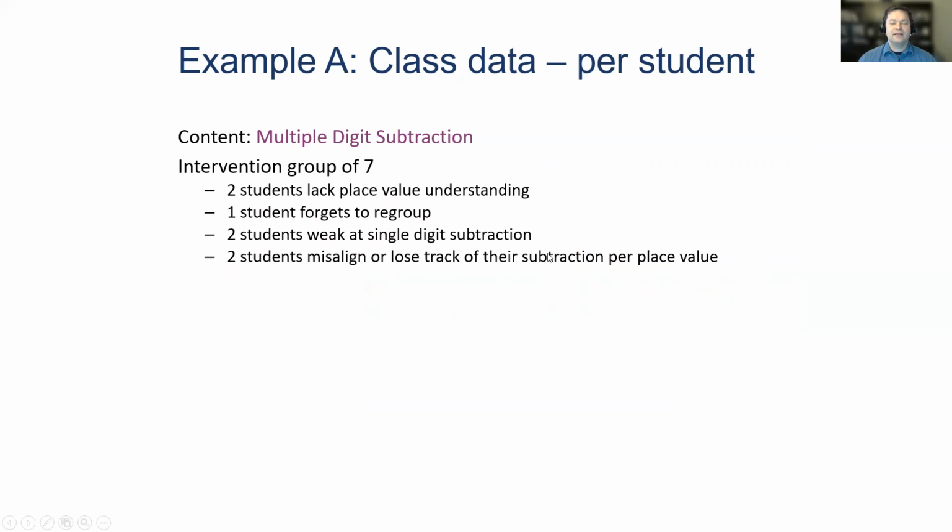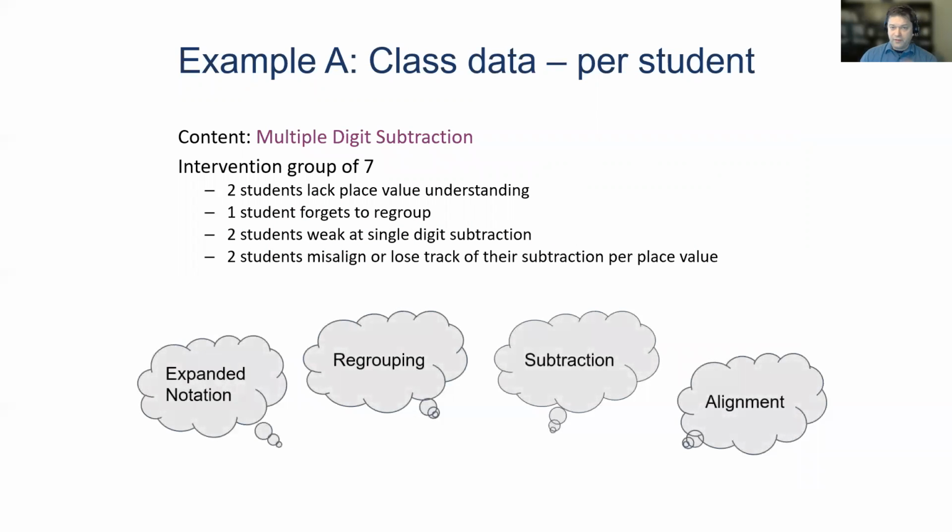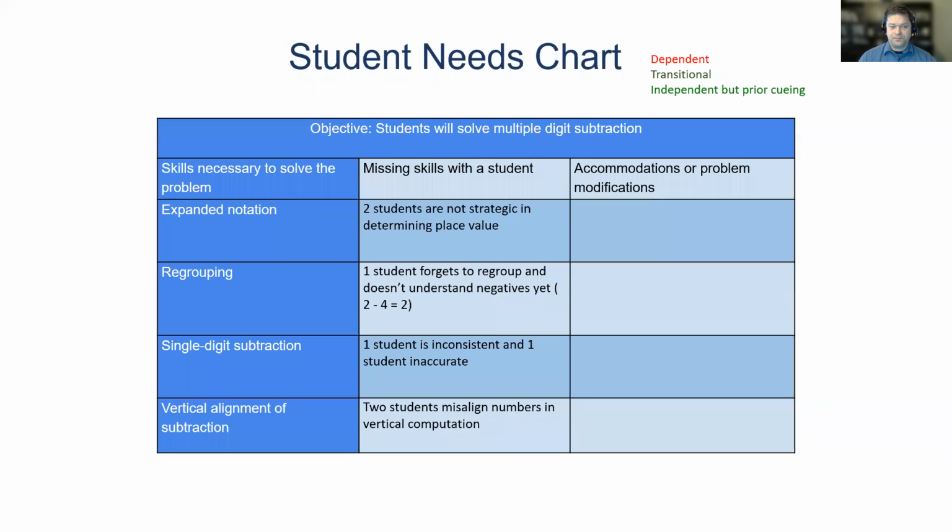Okay, knowing that, let's go back into that chart. All right, 4 areas. Knowing this, how did those align with the needs in that chart? Well, he knows now with expanded notation, 2 students are not strategic. 1 student forgets to regroup or doesn't understand negatives, so he wouldn't even know to regroup, right? 2 minus 4 is the same as 4 minus 2. That's actually a first grade misunderstanding of that number line approach, right? And not number array approach, number line approach.